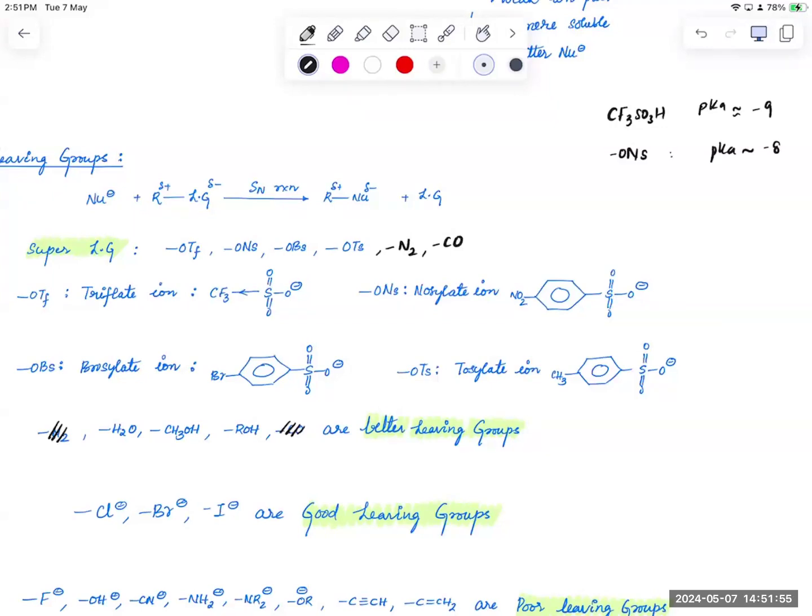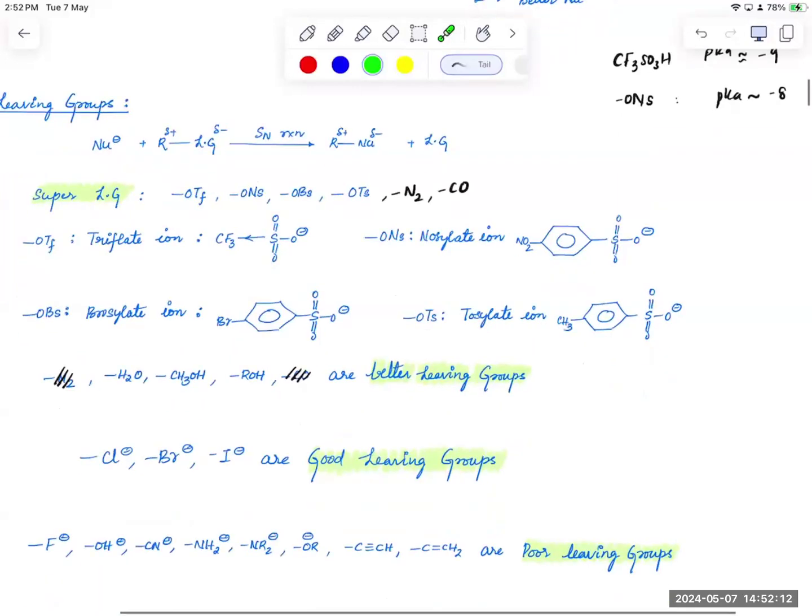This terminology of super, better and good is nothing that has been officially given. This is just for our understanding. If the question is given as very good leaving groups, you will add all of them. These are all good leaving groups. These are also good leaving groups.